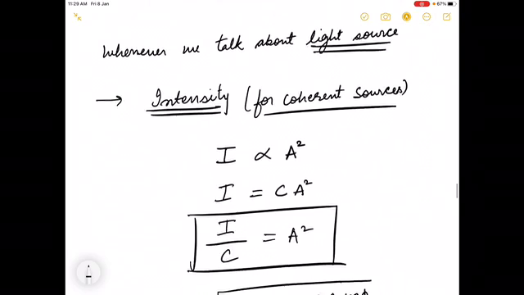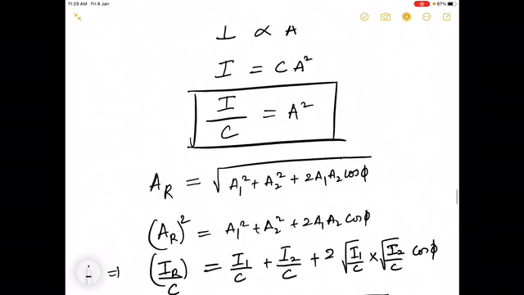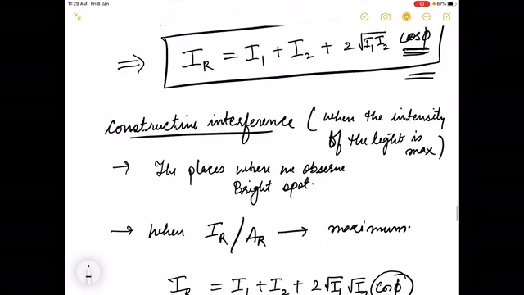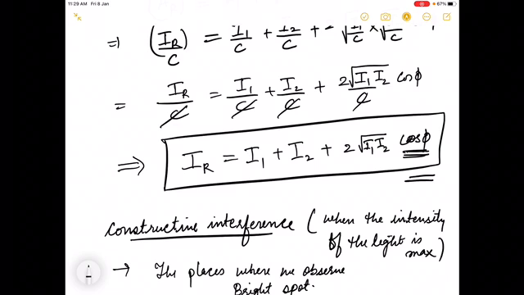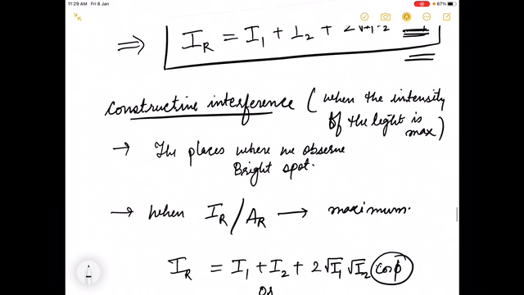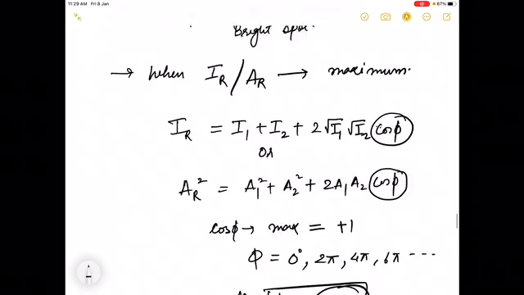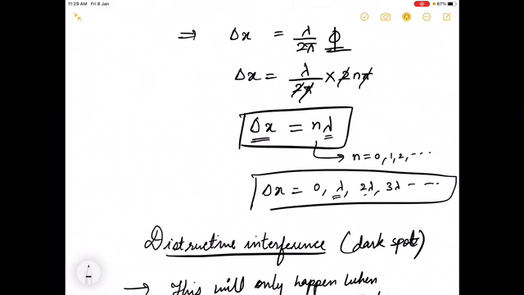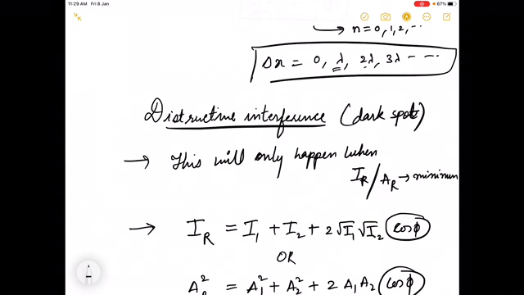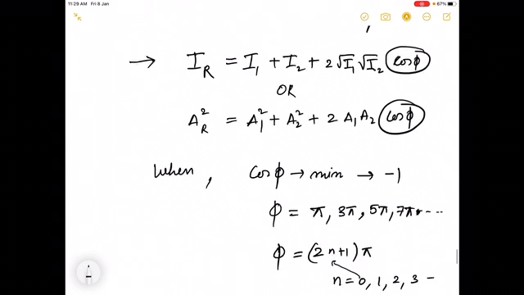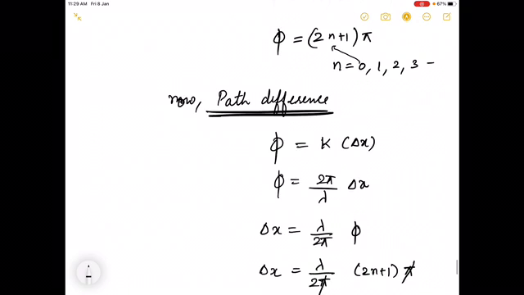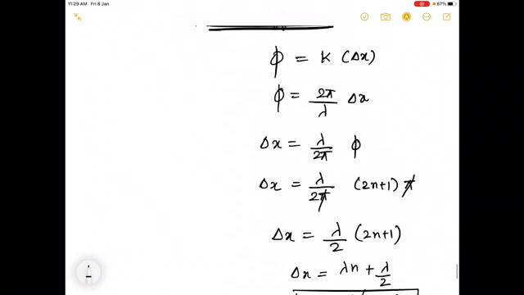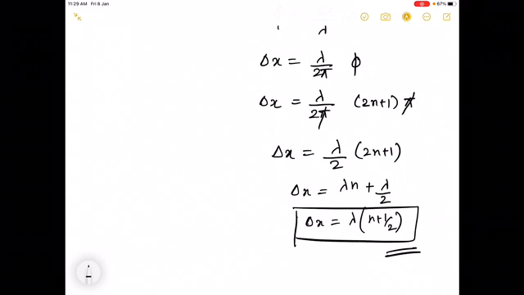Then we talked about the intensities. Intensity for coherent sources depends upon the amplitude squared, right? From the formula we got to know that the intensity does not remain the same; there is a variation. Sometimes you will see bright spots, sometimes you will see dark spots. We talked about constructive interference, where we see a bright spot, and found the path difference for which we see it, which came out to be n lambda. We also talked about destructive interference, the places where we see a dark spot, and found the path difference, which came out to be lambda times (n plus half), right?